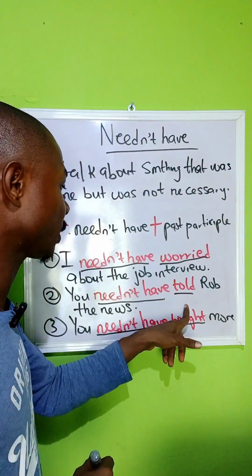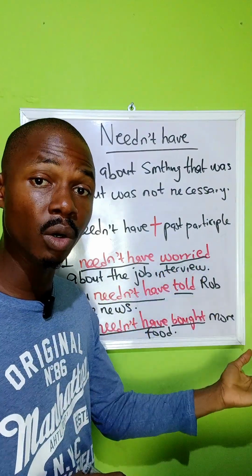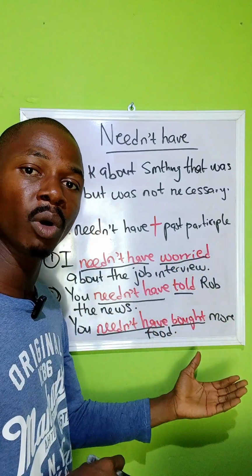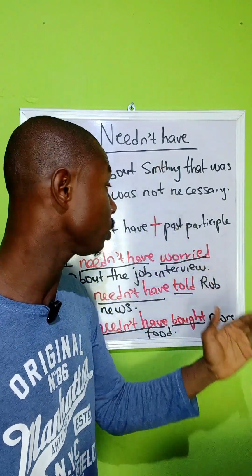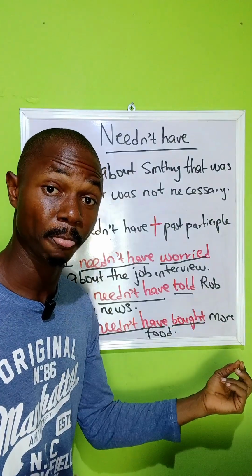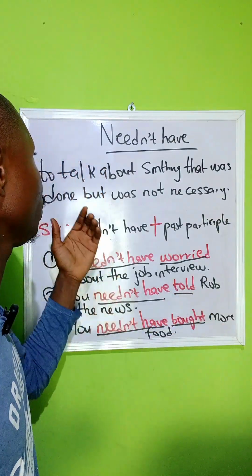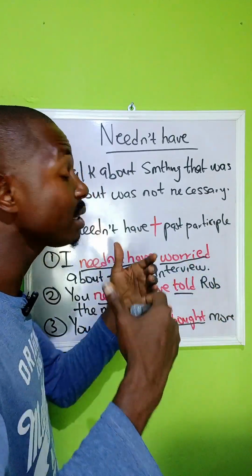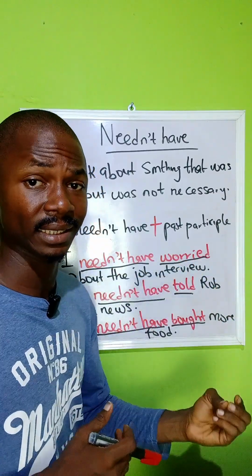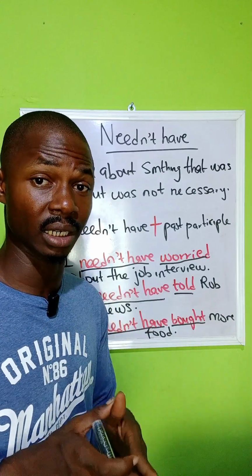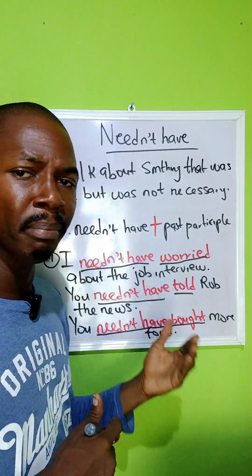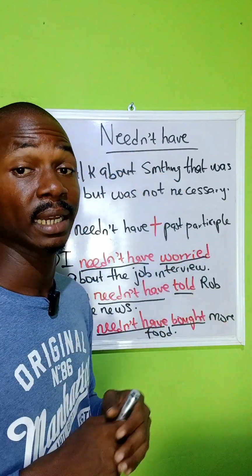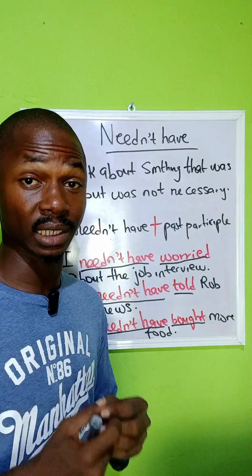So you can see we use the past participle, not you didn't have tell Rob, not you didn't have worry, not you didn't have buy more food. No, you use the past participle: worried, told, bought. I hope this is clear. So you use needn't have to talk about something that was done in the past but wasn't necessary. Now you can make sentences with need, needn't, and needn't have.